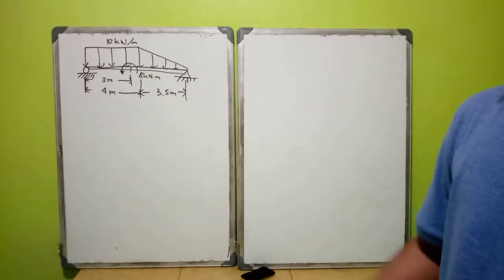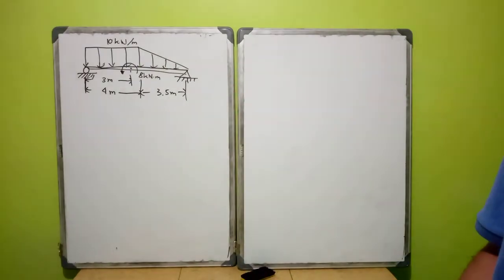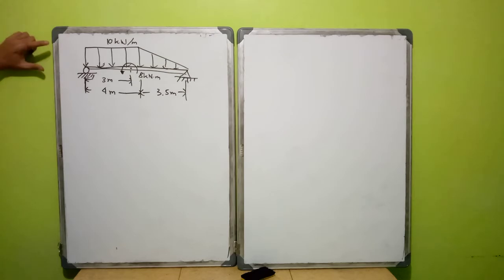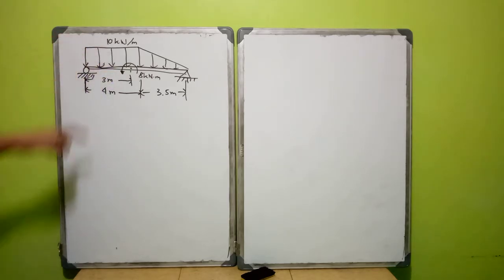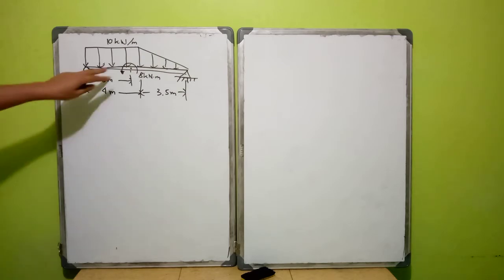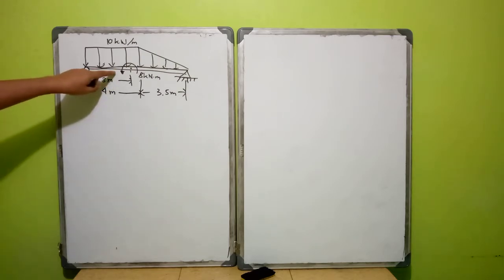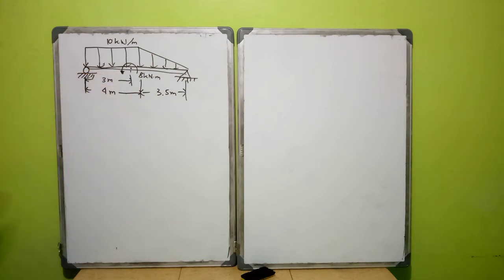This type of beam. Consider this type of beam. You have this type of loading. It is trapezoidal in shape, and there is a moment, an internal moment located 3 meters from the leftmost support. Then we have a roller support at the left side, and a pin support at the right side.